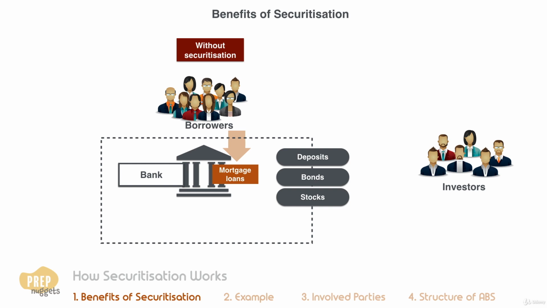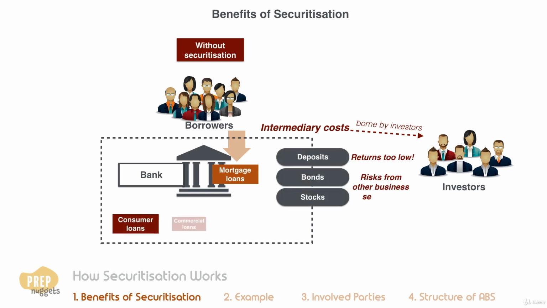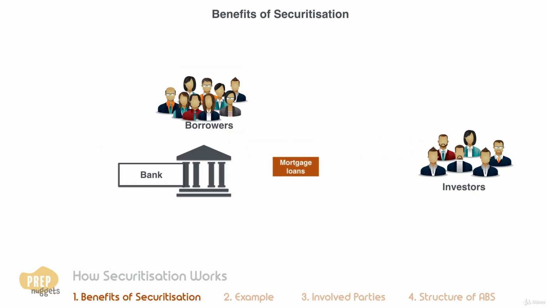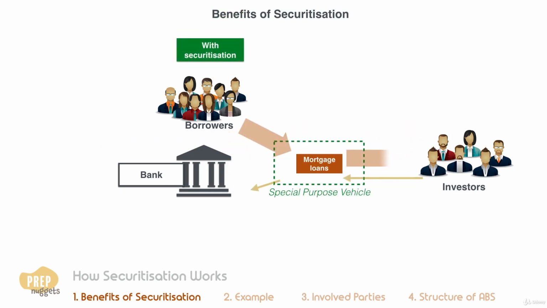Firstly, the bank is an additional intermediary between the investors and borrowers. This adds to costs to be borne by the investors, thus reducing the returns to investors. Moreover, deposit rates are too low, and holding securities issued by the bank exposes them to much more risks than just the mortgage component. Compared to this traditional structure where the bank serves as the intermediary between borrowers and investors, securitization can provide the following benefits.